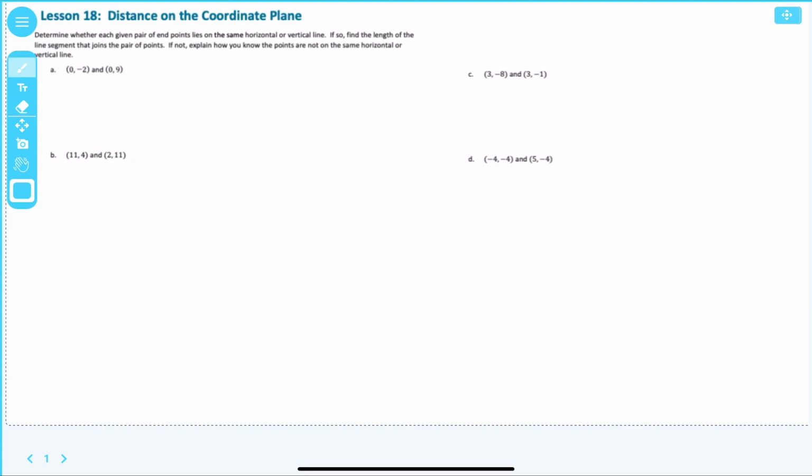So, for (0, -2) and (0, 9), is that going to be a vertical or a horizontal line? Well, both of them have an x of 0, right? So the only thing that's going to change is the y. So they're both on 0, so this is going to fall actually on the y-axis, right? So let's just do a quick little graph here.